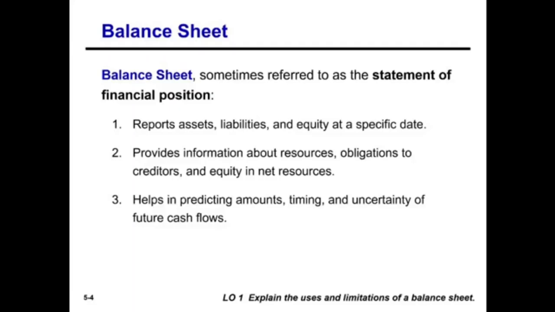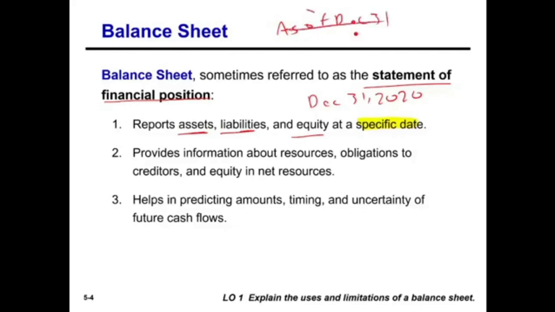The balance sheet is sometimes referred to as the statement of financial position. So it can be called the balance sheet, or it could be the statement of financial position. It reports assets, liabilities, and equity, and it reports those at a specified time. So when you look at the date of the balance sheet, it's going to be one single date, such as December 31st, 2020, or any year. So it's not for the year ended December 31st, it's a specified date.